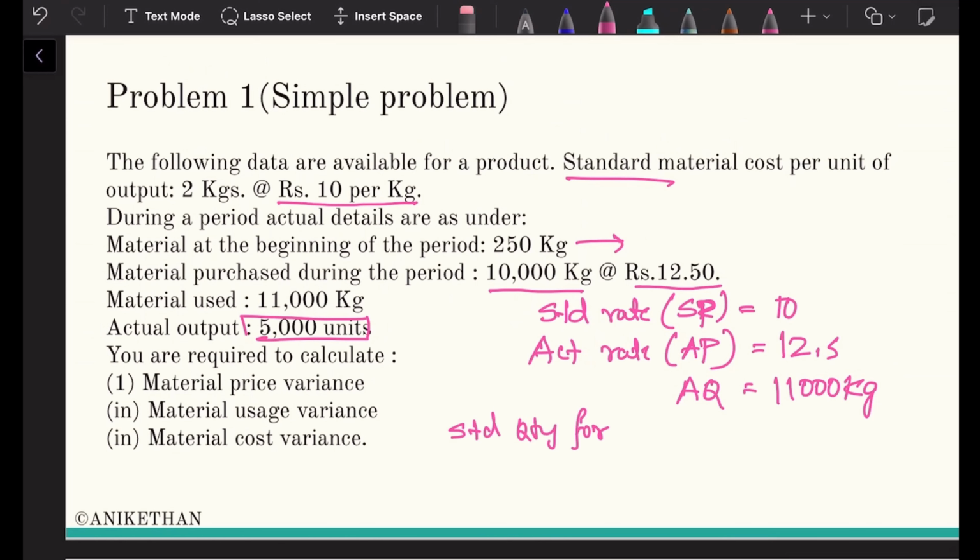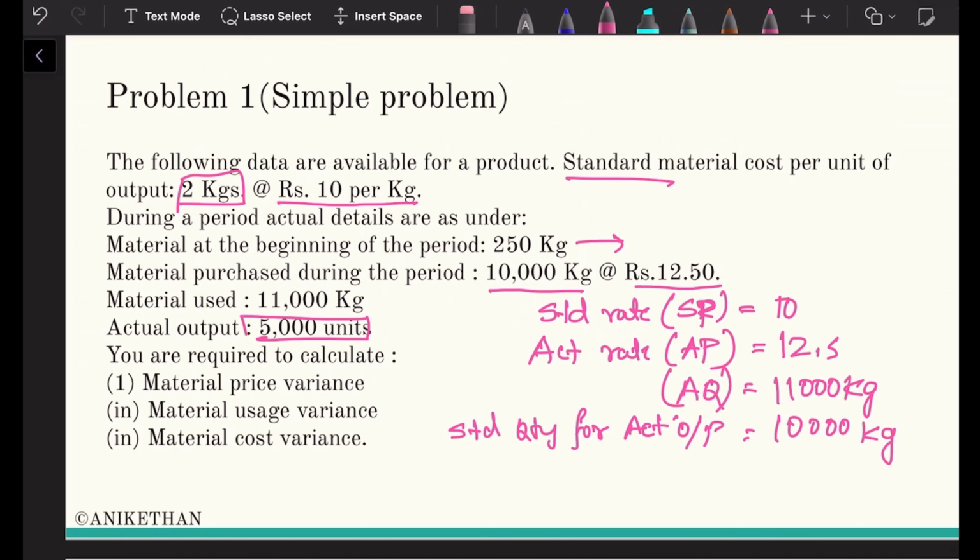Standard quantity for actual output. So 5,000 units are produced. According to my standard, per unit there are 2 kg of material required, so that is given here. If there was no variance, if I was producing as per standard, I would have required 5,000 units into 2, 10,000 kg. Now I have 4 details which are required.